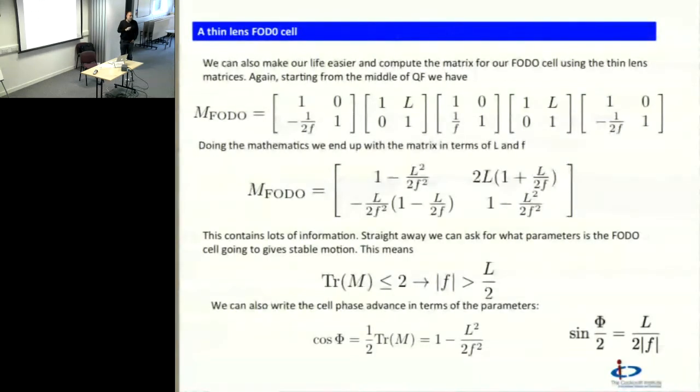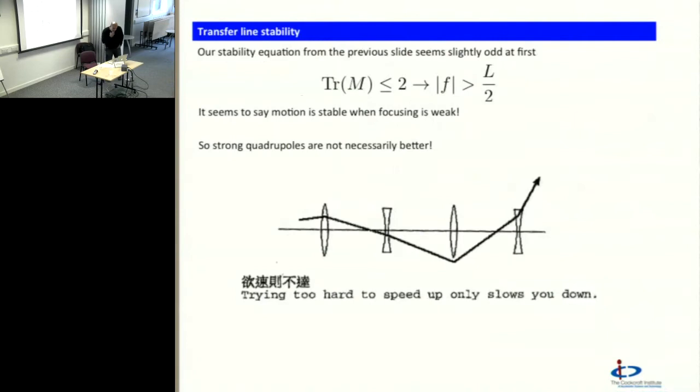That's a question to ask, and actually you're going to learn something about beams a lot when you do this. You need the trace of this to be less than 2, or you need the modulus of F greater than half the drift length in your photocell. Also, we can write the phase advance in terms of the cell parameters. The cos of the phase advance is 1 minus L squared over 2F squared. I'm just pointing out you can do that, but there's an interesting lesson here. Looks a bit weird, that.